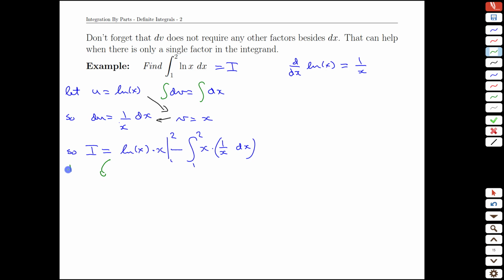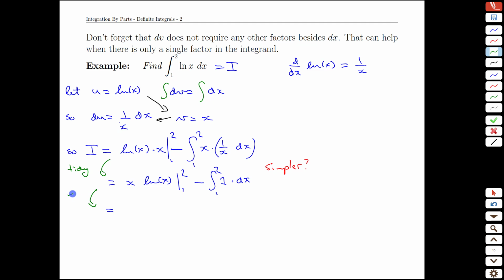Again, tidying up makes relationships look a little more straightforward. x ln of x between 1 and 2 minus, oh, x over x is just 1. Have we traded this for a simpler integral? No question here. It doesn't get much simpler than just the integral of 1. So now we can integrate that one last step. And when we do that, we don't touch the first part, it's done. But we just integrate 1 with respect to x. That gives us x between 1 and 2 as well.